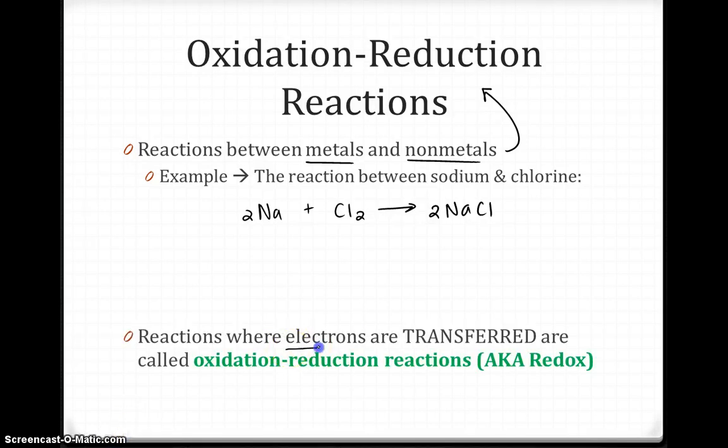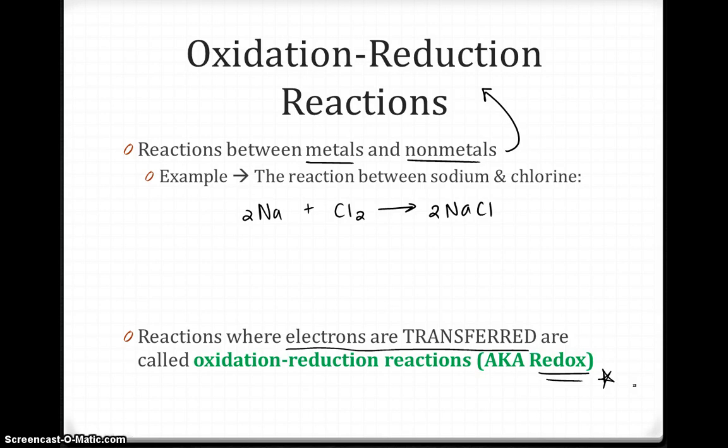Anytime you have electrons being transferred between atoms, it's always going to be oxidation-reduction. And so that is the defining moment of an oxidation-reduction reaction, when you have electrons being transferred between the atoms. We call these redox reactions for short, which is what I'm going to refer to them as for the rest of the video. So a redox reaction always includes electrons being transferred between atoms.